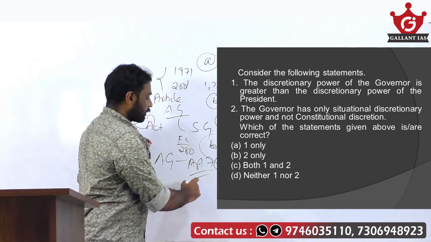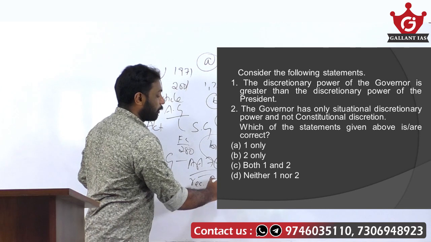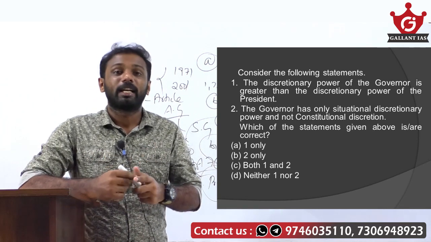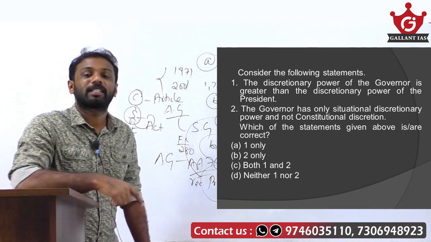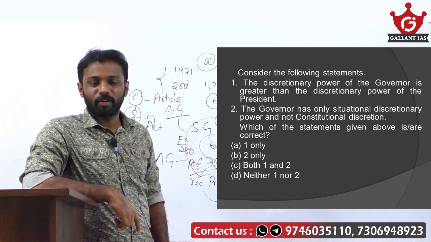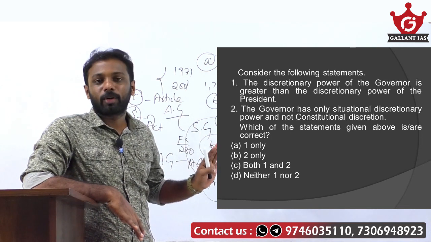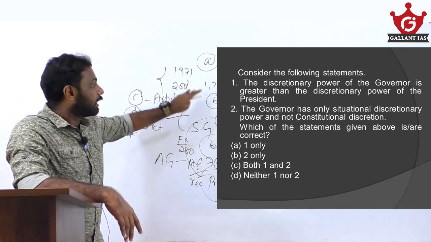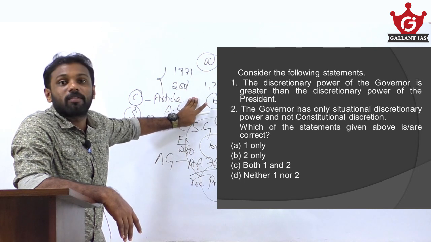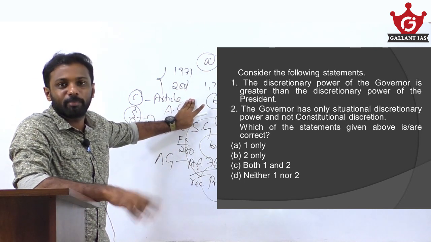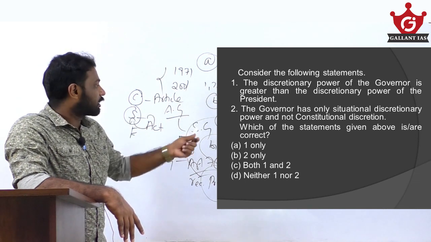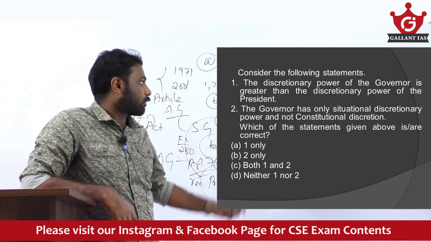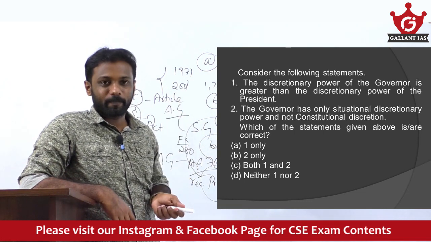And the governor has the power to recommend the imposition of President's rule in a state. This is also a discretionary power. Discretionary power in the sense that the governor need not get the advice of the council of ministers headed by the chief minister. Normally we know that the governor acts according to the advice of the council of ministers headed by the chief minister. But during this discretionary power, the governor does not seek the advice of the council of ministers. That is what is meant by discretionary power. So the constitution allows some discretion to the governor, but the constitution does not allow this kind of discretion to the president of India. So statement 1 is a correct statement only.